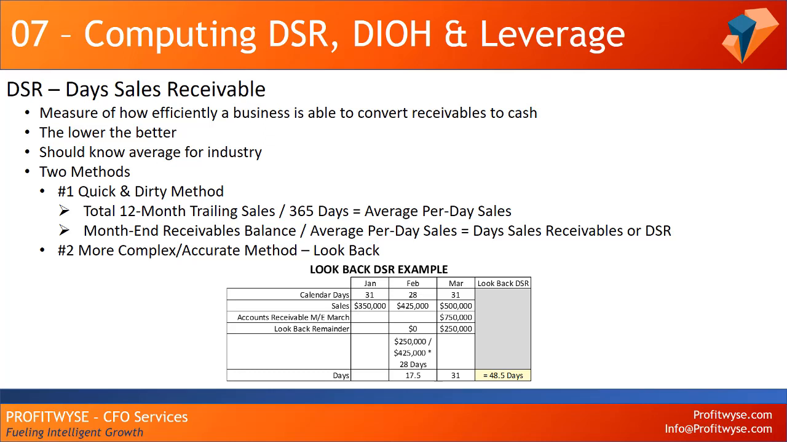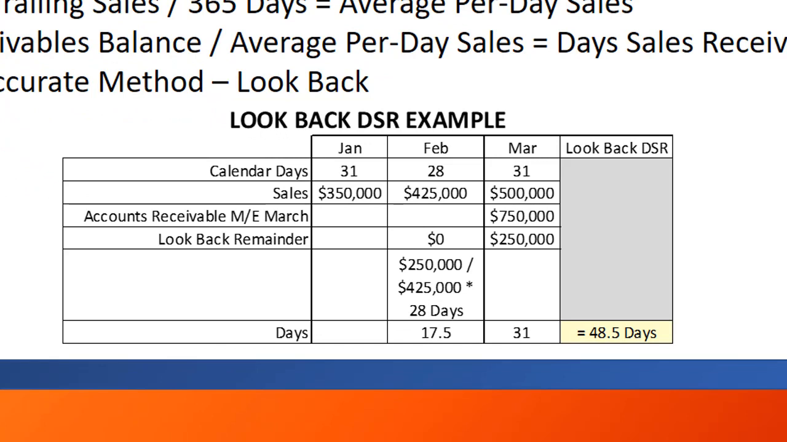And then that will give you a rough guesstimate as to how many days of sales you have sitting on your balance sheet. A more complex method would probably require a custom function macro in Excel. Later I may create a video to show you how to do that, but here is an example down below that shows you how you would calculate it. In this example, we're attempting to calculate what our DSR is for our receivables as of the end of March. You can see here I'm showing the sales that you have each month: in January, 350,000, 425,000 in February, 500,000 in March.